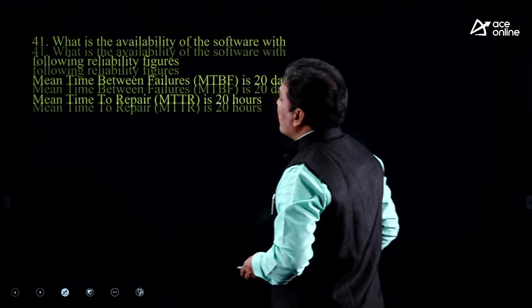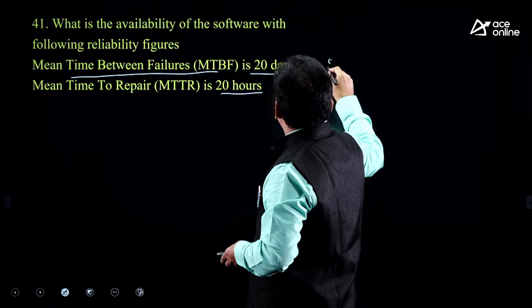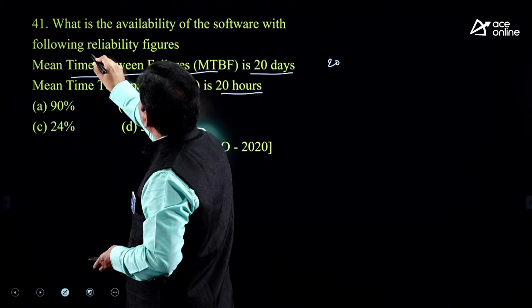And coming to the next question, what is the availability of the software with the following reliability figures? Mean time between failure is 20 days. Mean time to repair is 20 hours. So convert it, just observe. What was the question asked here? What is the availability of the software?